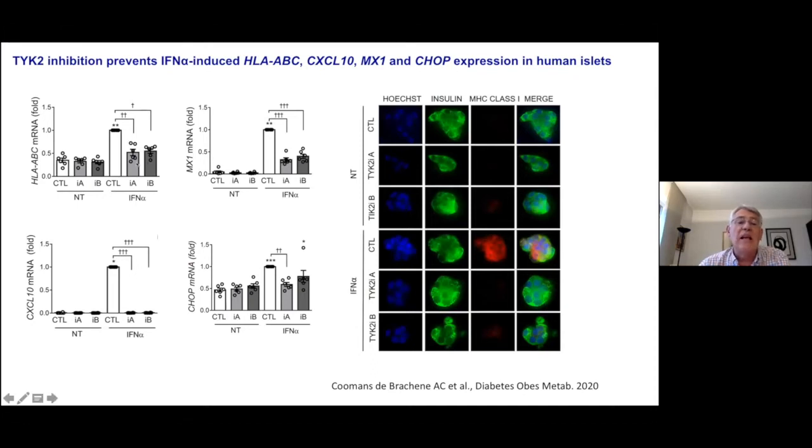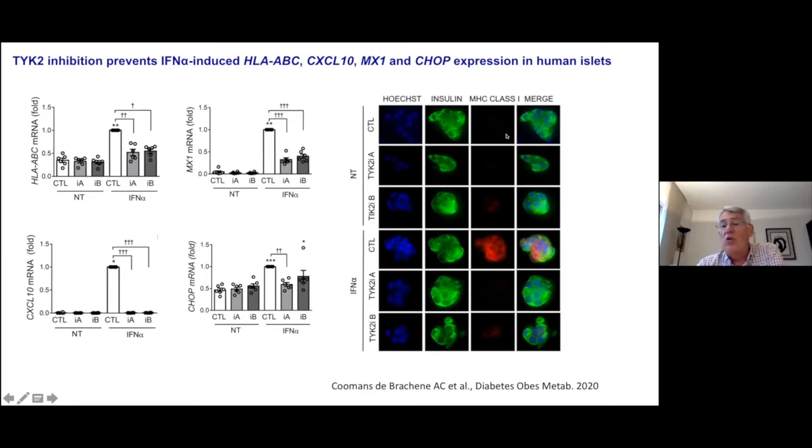So we started to test some of the TYK2 inhibitors that are used, for instance, in psoriasis, and we saw that they inhibited interferon alpha-induced HLA class 1. They inhibited this chemokine that Jennifer mentioned, CXCL10, and here is a complete inhibition. They also inhibit ER stress.